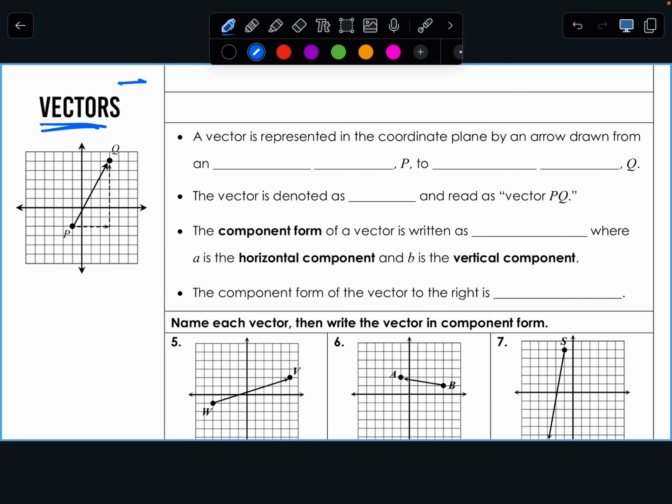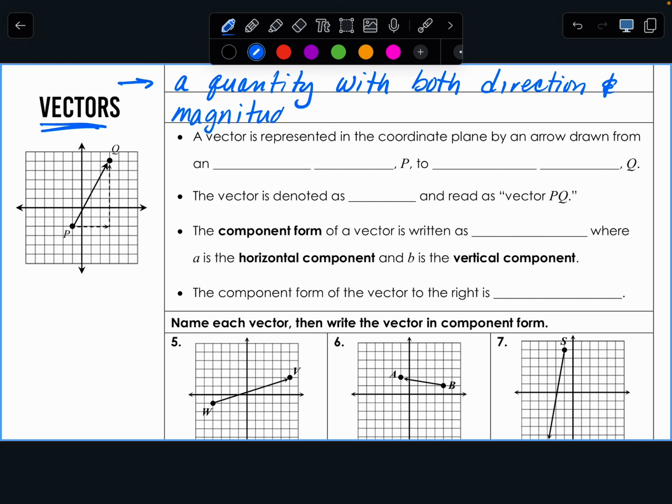So a vector is a quantity with both direction. Come on, what does vector say in the cartoon? Direction and magnitude, which is another fancy way to say size. So vector really was used in real math.